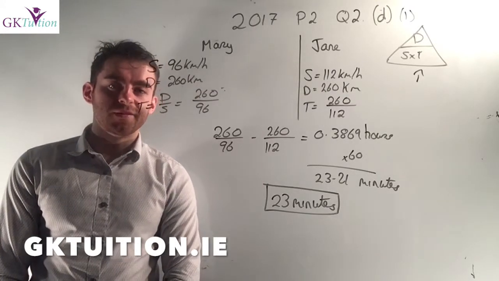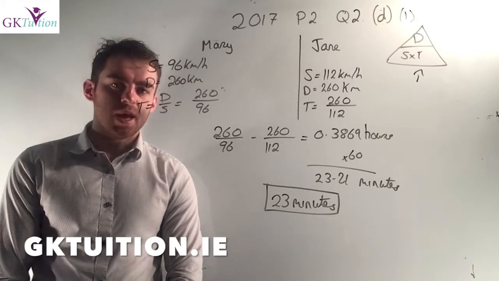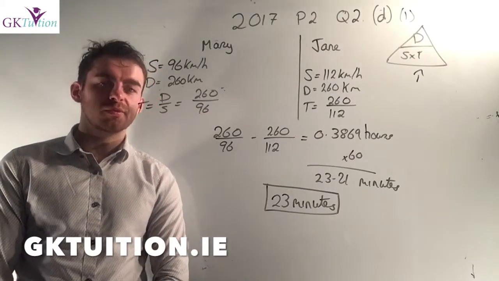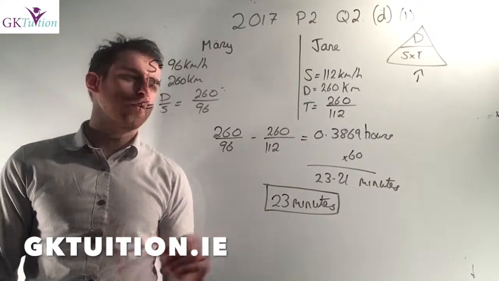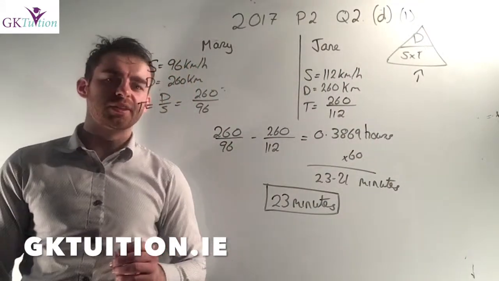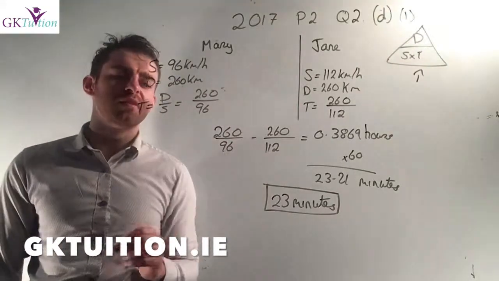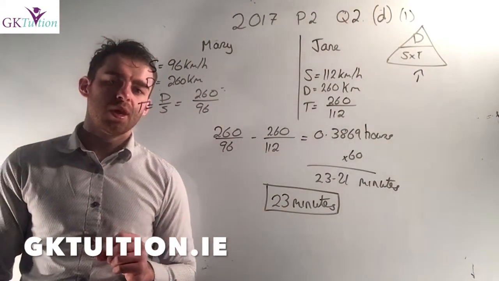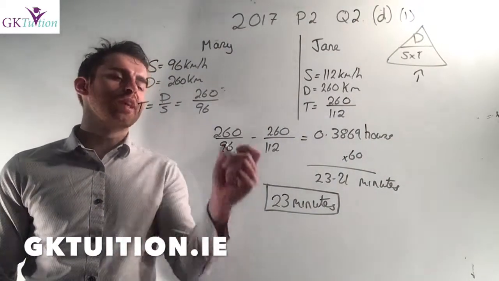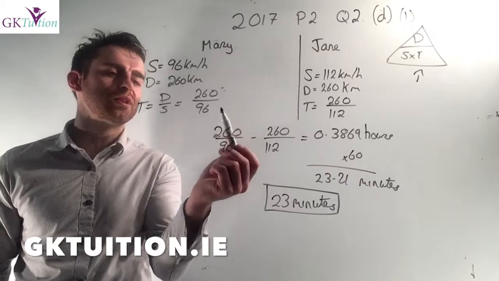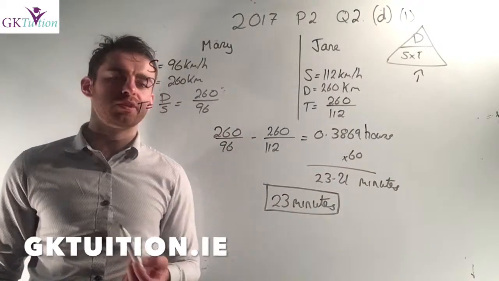Okay, so for part D of this question, we're told that Mary and Jane are travelling from Cork to Dublin, and that's 260 kilometers from Cork to Dublin. We're told Mary's speed and we're told Jane's speed. The first thing you should do is write out your distance, speed, time triangle. If you know the speed and the distance of each of these individuals, you can work out the time, because time is given as distance divided by speed. So the time it's going to take Mary to get from Cork to Dublin is 260 over 96. The time it's going to take Jane is 260 over 112.